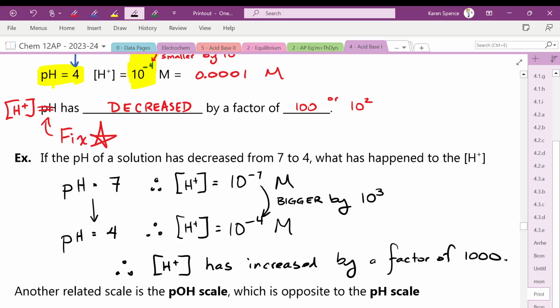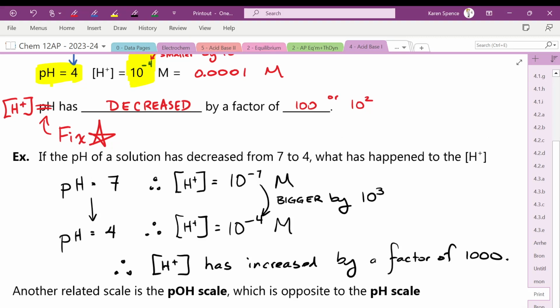Do you guys know what it means when we say something is increased by a factor of? It means we multiply by the factor, for example 1,000. If we decrease by a factor of, we divide by. Yeah? Okay.